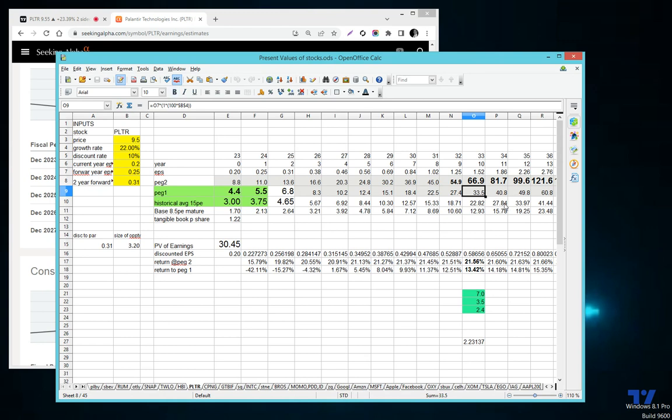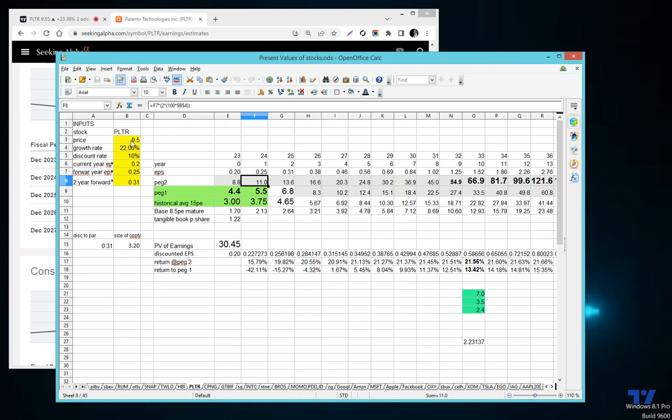Or on the low side, it might be $33 a share or as low as $22 if it uses a historical average of PE 15, which is quite low for a growth company, especially because it's growing at 22%. This year, because it's supposed to earn between 20 and 25 cents, it should be worth as low as 3 to 3.75 and as high as 8 and 11.